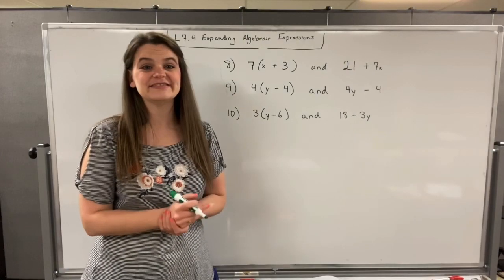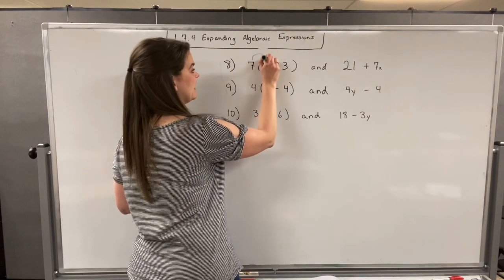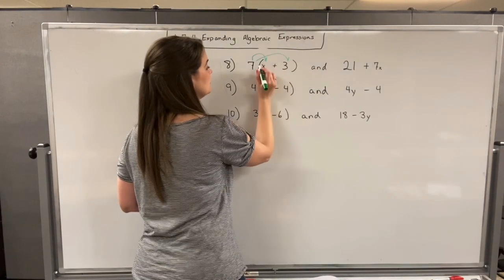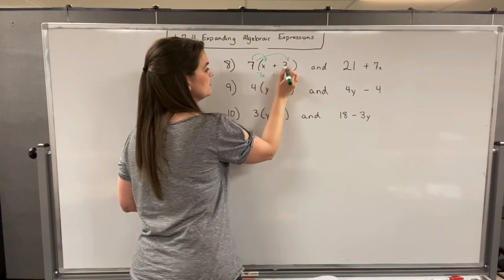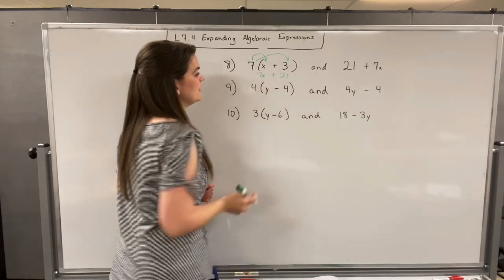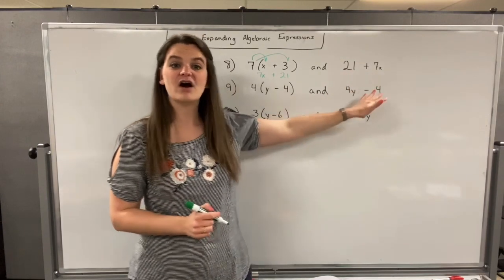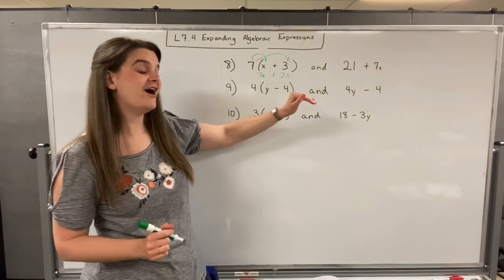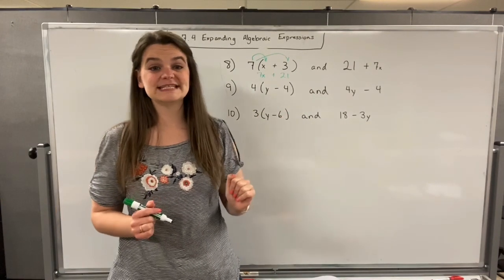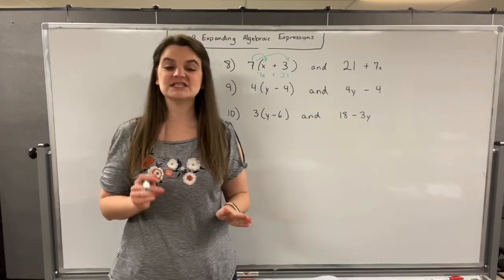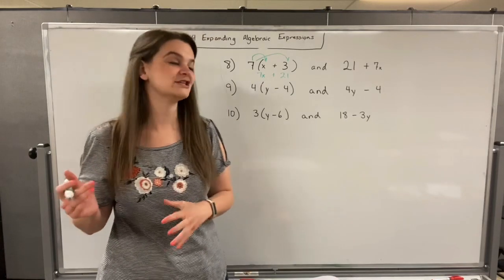All right, let's expand these to determine whether or not they're equivalent. So number 8, we're going to distribute the 7 to the x and to the 3. So we get 7 times x, or just 7x, plus 7 times 3 is 21. 7x plus 21 and 21 plus 7x. Are those equivalent? They are. Do you remember what property we call that? That makes those equivalent? It's the commutative property of addition, right? Addition doesn't matter which order it comes in. It's the same sum, no matter which order you organize the terms in.